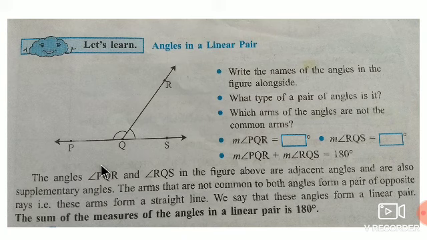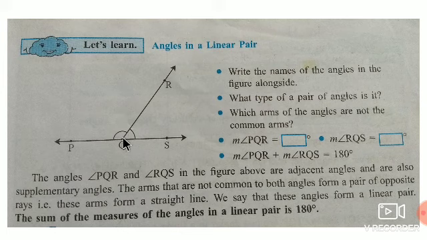Next is the angles in a linear pair. Angles in a linear pair means two angles which have the common vertex, a common arm, and the uncommon arms should be in opposite directions. These three conditions are very important.